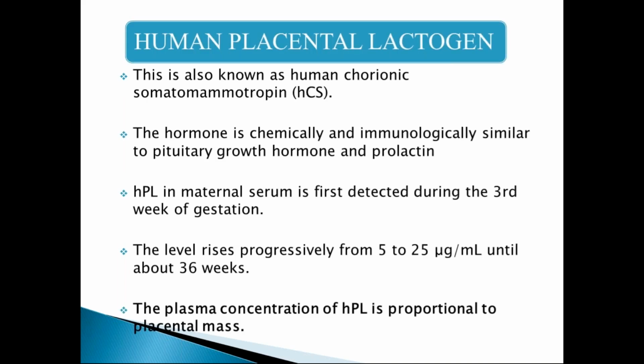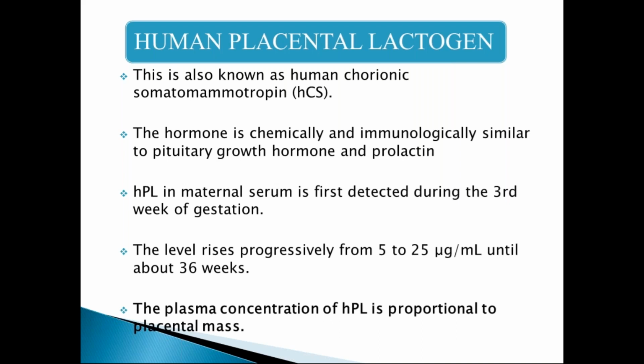The second important hormone among the protein hormones is human placental lactogen. This is also known as human chorionic somatomammotropin. This hormone is chemically and immunologically similar to pituitary growth hormone and prolactin. The previous one, HCG, is similar to luteinizing hormone, while this hormone is similar to pituitary GH and prolactin.